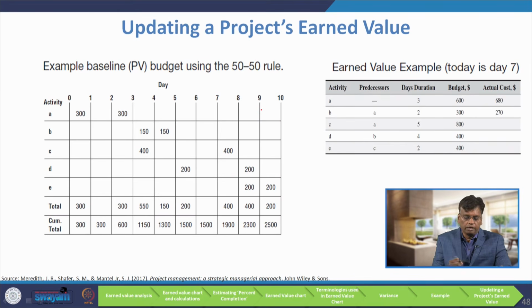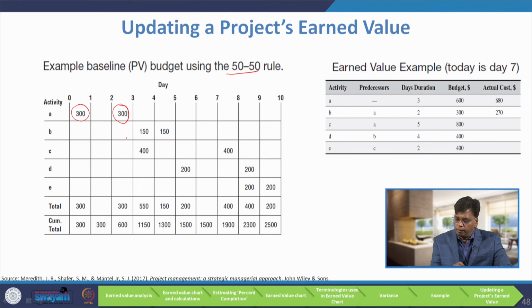So, now this is the baseline budget using the 50-50 rule. We are going to use the 50-50 rule. Activity A has a 3-day duration. So, we are allocating $300 for the first 50% of the work, and the next 50% of the work we allocate another $300, but the duration is 3 days.